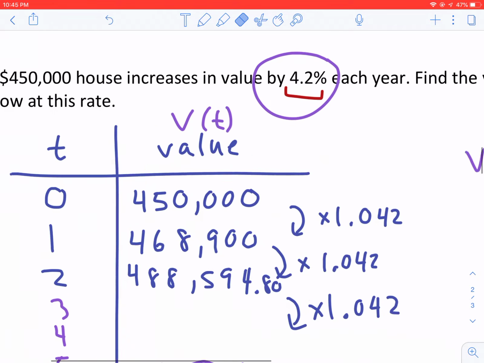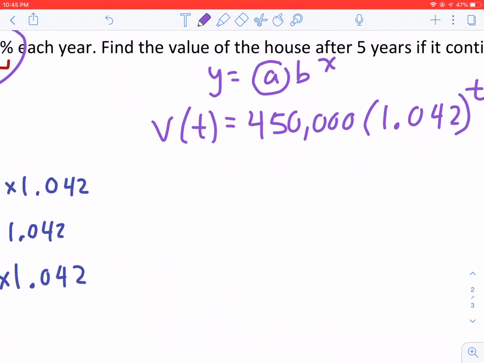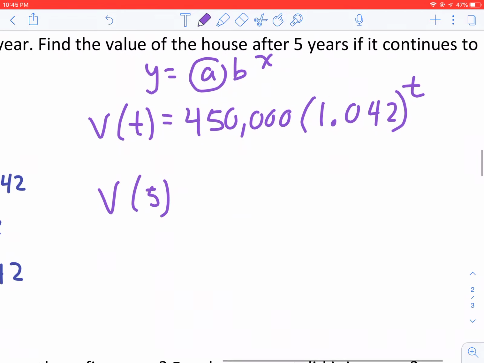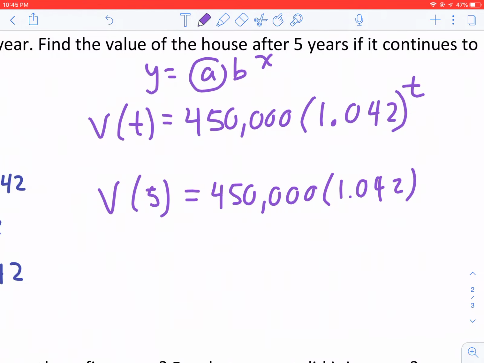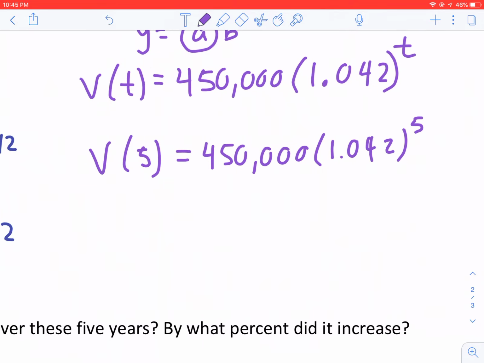So after 5 years, the value of the house after 5 years is going to be that. So I think I have this written down somewhere. If the number's wrong, I'm sorry, but I think it is 552,778.46.